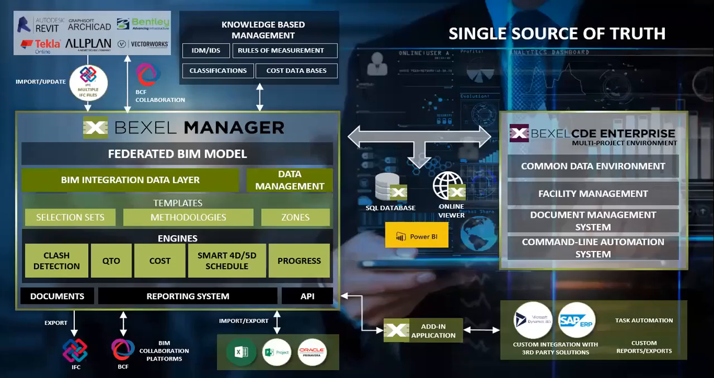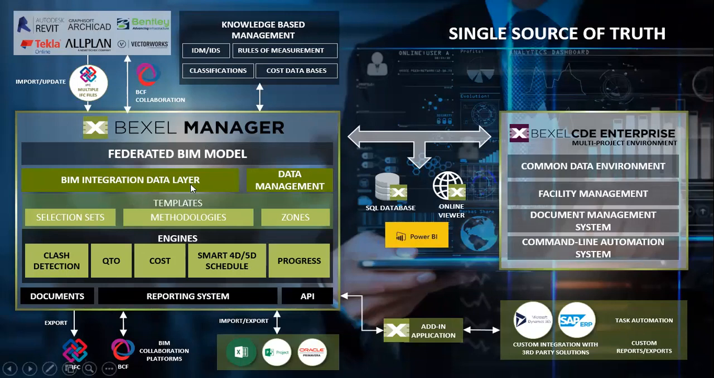So Bexel Manager, we call it a single source of truth. Starting from any 3D design software, we get a 3D model, and it is an open BIM .ifc model that we can import into Bexel, or a .bx3, which is especially available from Revit if you are using the Revit plugin. Through that we can open a .bx3 file. .ifc is common from any software. Then once we have imported the 3D model, we can create a federated BIM model inside Bexel.